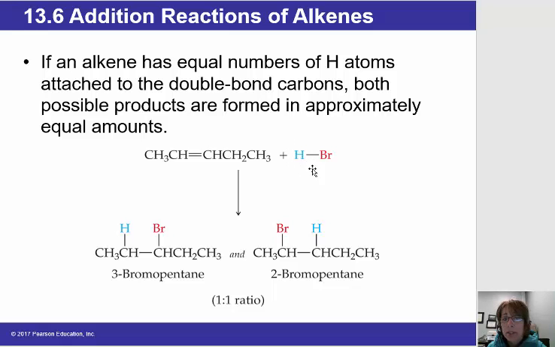So Markovnikov's rule applies across a double bond, and the hydrogen in the small molecule that we're adding, in this case HBr or HCl, will preferentially add to the carbon that has more hydrogens. If each carbon has the same number of hydrogens, then we'll have a 50-50 mixture of both potential products.